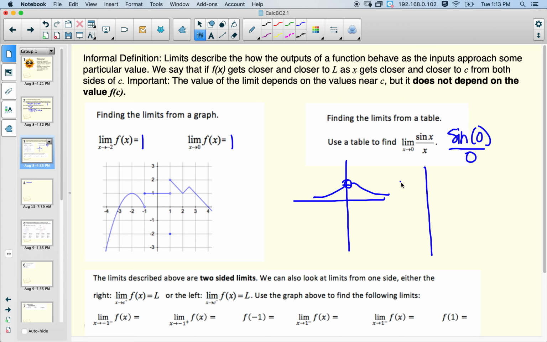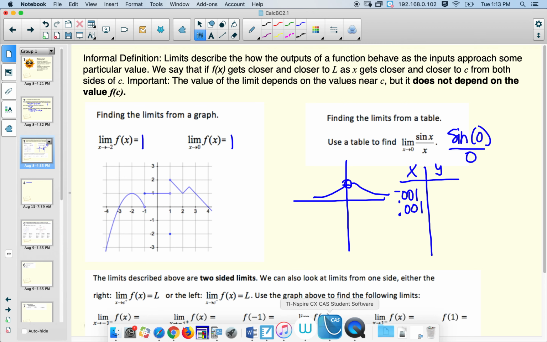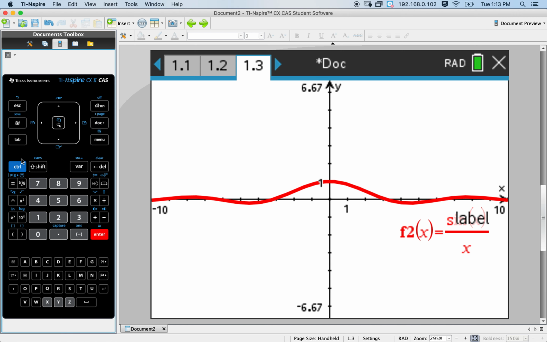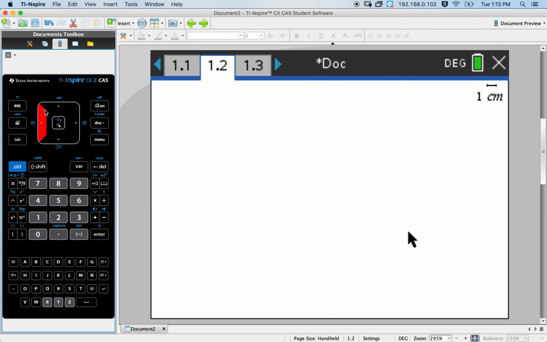So what I'm going to do is try some values really close to 0. So I might try negative 0.001 and 0.001. I'm going to go back to my calculator. You can use your calculator. Now remember, this is F2, so that's going to be important. I have sine x over x in F2. I'm going to go back to my calculator page.